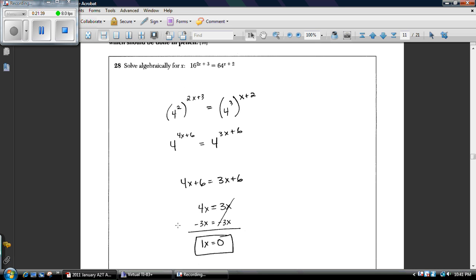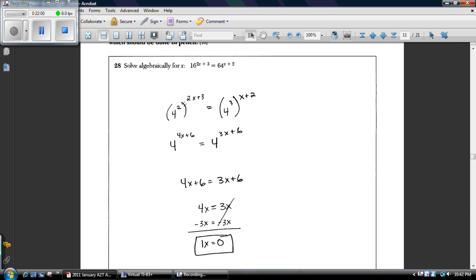All right, 28. Solve algebraically for x. Well, here's the deal, right? You need to give these guys the same base. And luckily for you, 16 and 64 can be expressed as a power of 4. 16 is 4 squared, 64 is 4 cubed.